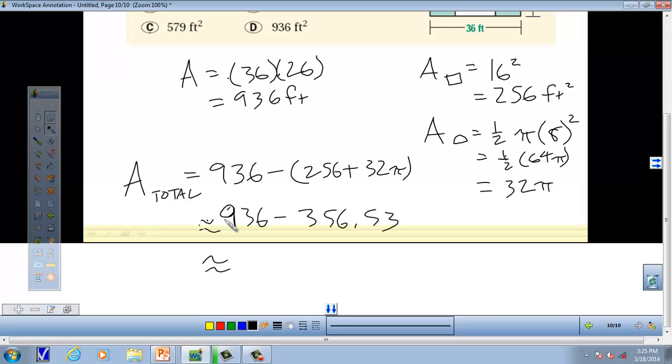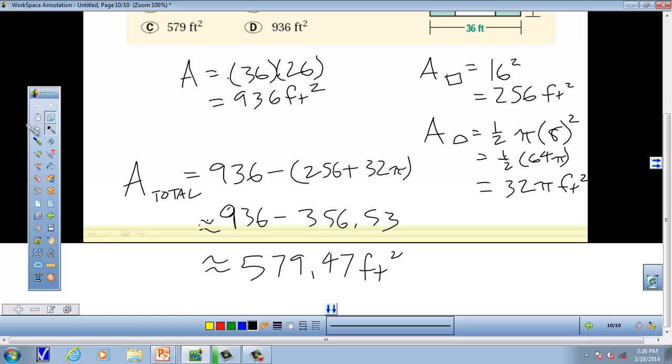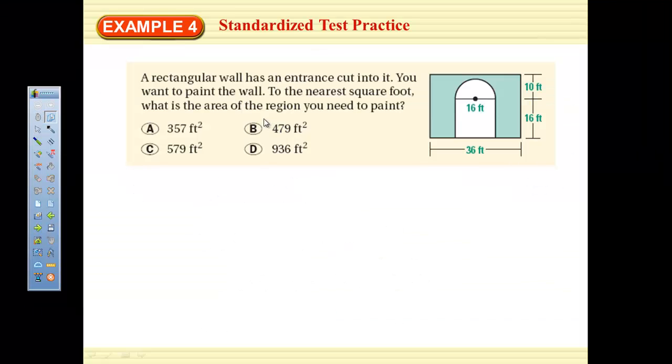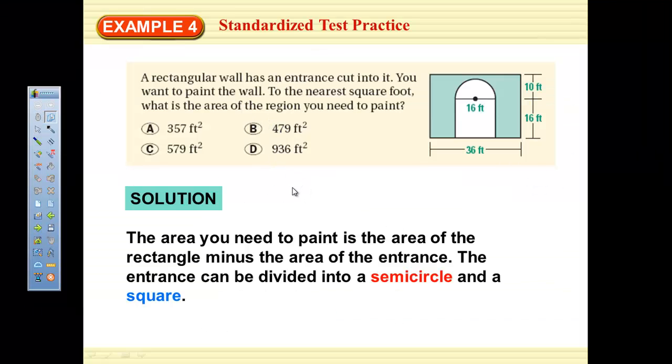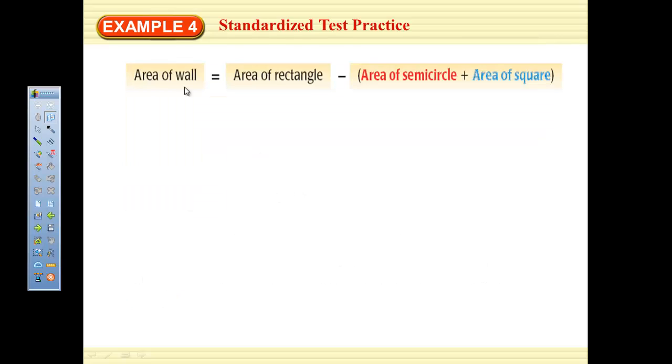So if we subtract that from 936, we end up with about 579.47 square feet, and these should all be square feet here. Okay, so we end up with 579.47. If we look at this, we're doing the area of the wall equals the area of the rectangle minus these two added together.